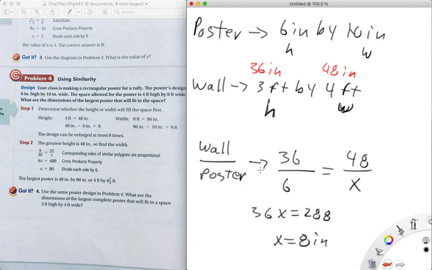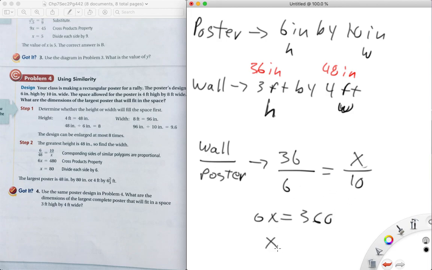Or did I set this up wrong? I might have set this up wrong. I think we're looking for how big the wall is going to be out of 10. So I think it's this way. So it's going to be 360. 6x equals 360, I'm sorry. X equals 60 inches.